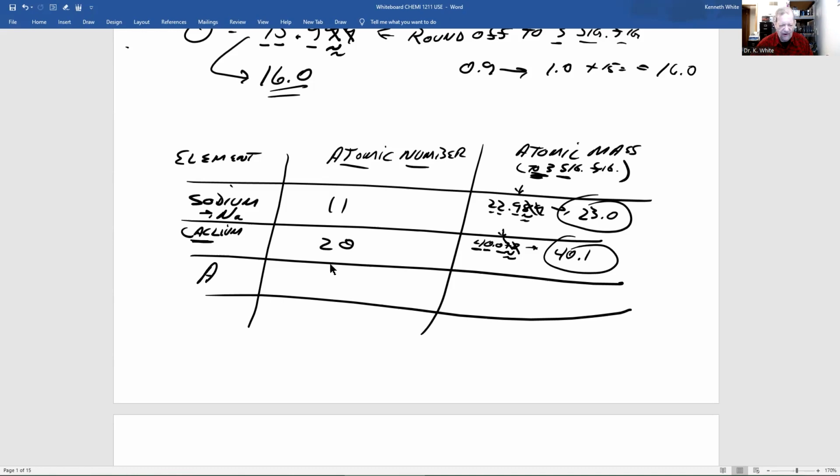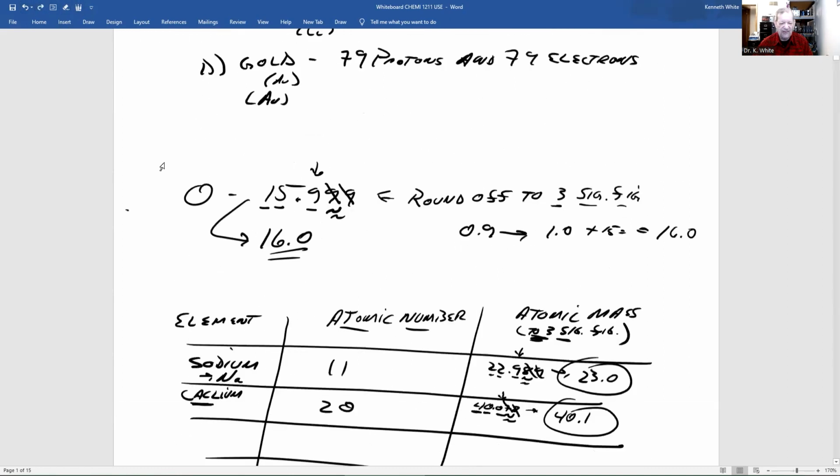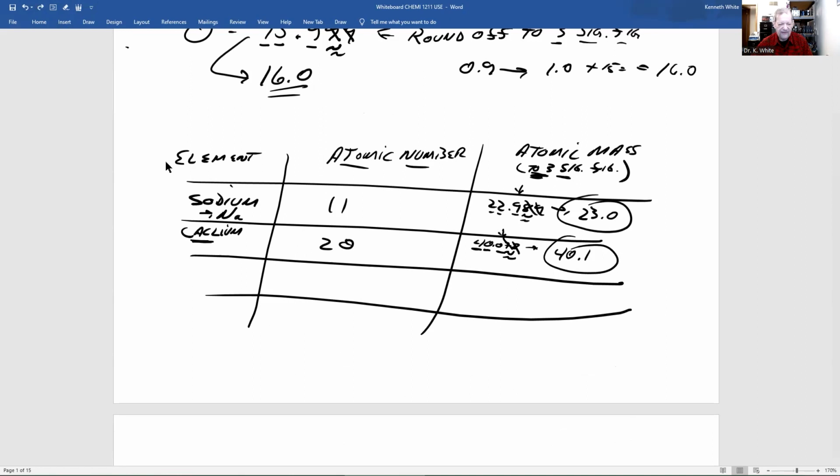Oh, let's do one more. Find the atomic number and the atomic mass, to three significant figures, of silver. I already gave it away. Chemical symbol Ag. And it's your turn.